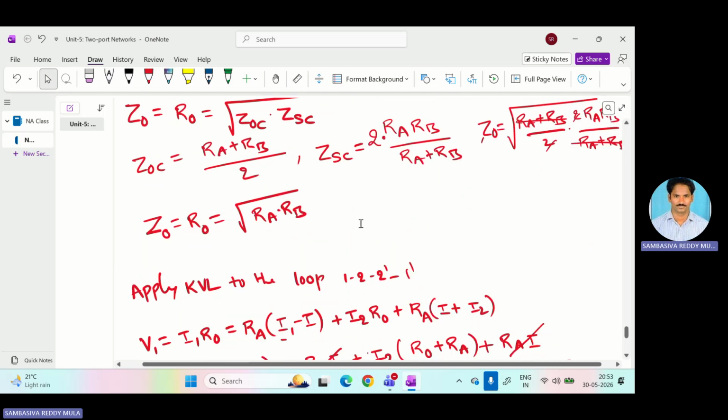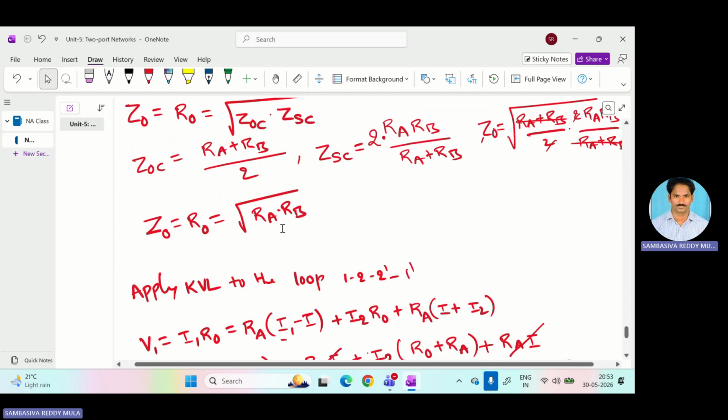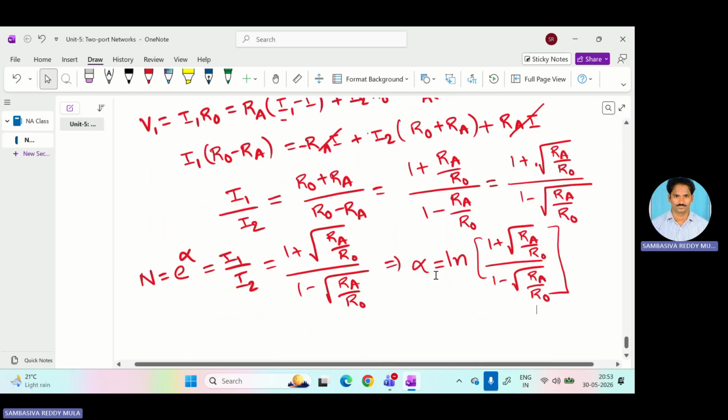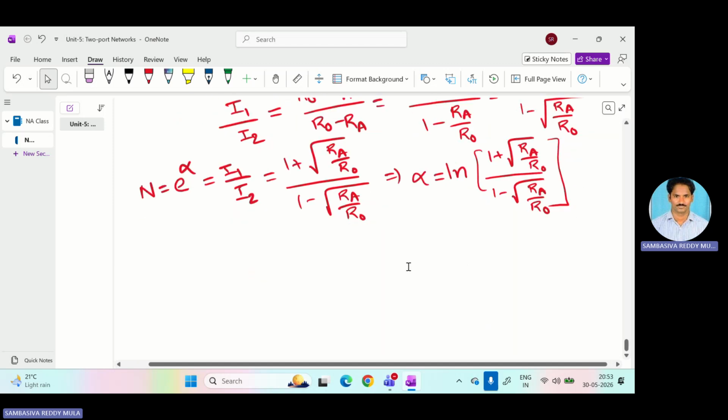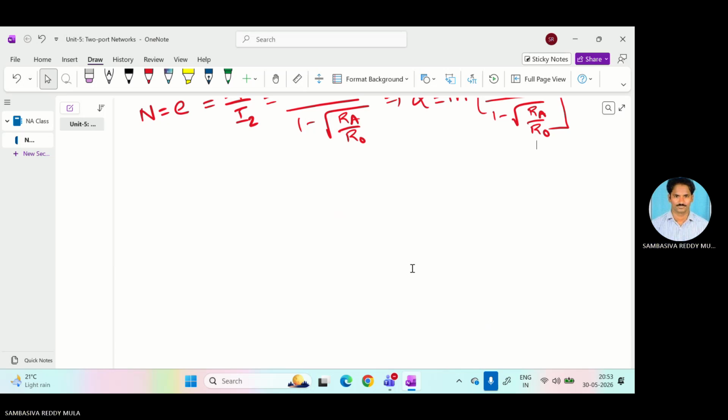This represents the propagation constant of the lattice attenuator. So to describe a lattice attenuator, we need the characteristic resistance, that is square root of RA into RB, and its propagation constant alpha, which is the natural logarithm of 1 plus square root of RA by R0 divided by 1 minus square root of RA by R0. So we can represent RA and RB in terms of its propagation constant.